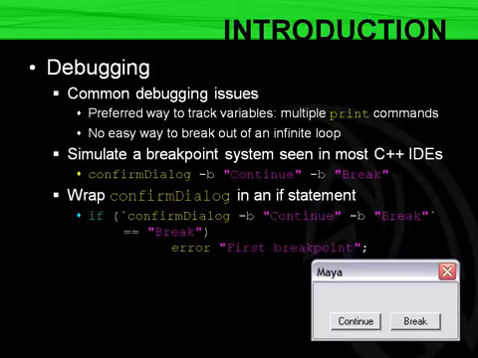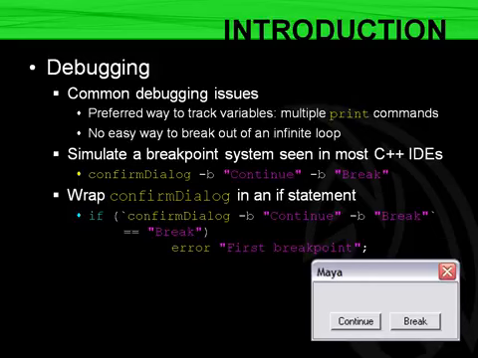And if they click break, the confirm dialog command is going to return the result, a string that is the same name as the button. In this case, equals break. Okay, so we're going to do that if. The if pops up the dialog box, and if the result of that happens to be break, in other words, the user clicked on break, then we're going to run an error command, and we're going to give an error, for example, first breakpoint.